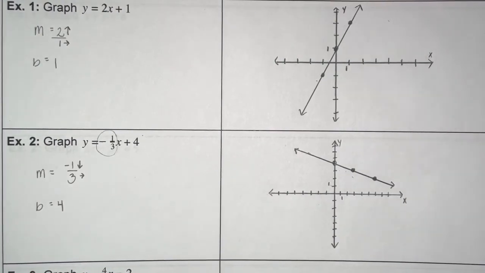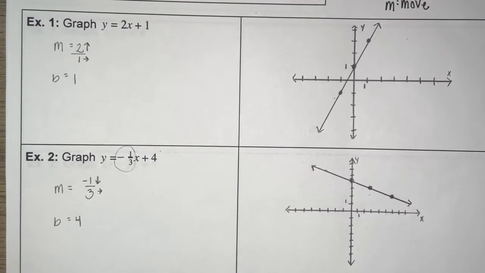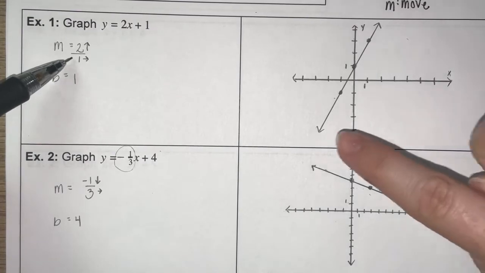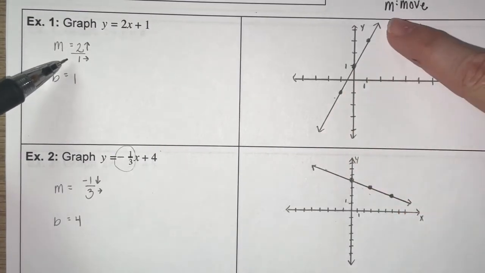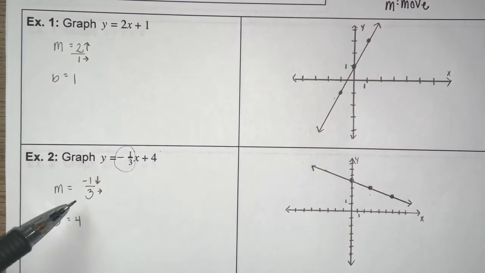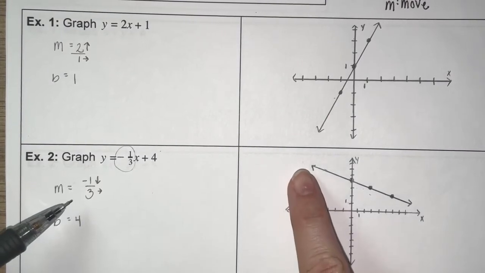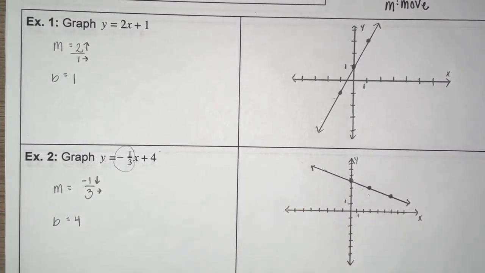And then one other thing that you can use to check your work is we know that positive slopes go up and to the right and negative slopes go down and to the right. So up here I had a positive slope of 2 and my graph went up and to the right. And then down here I had a negative slope of 1/3 and my graph went down and to the right. So far so good with those.